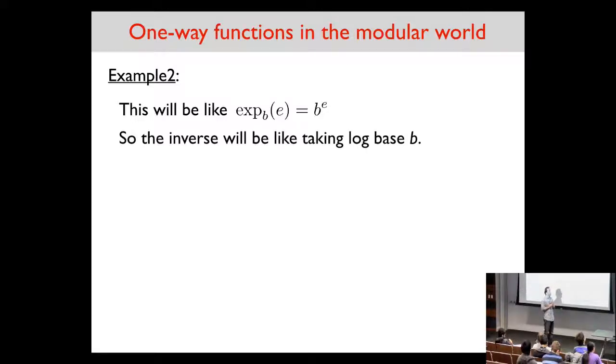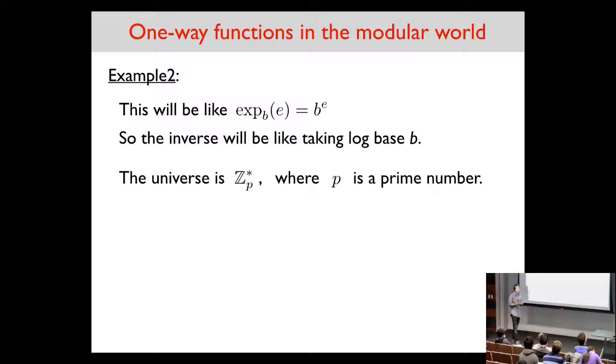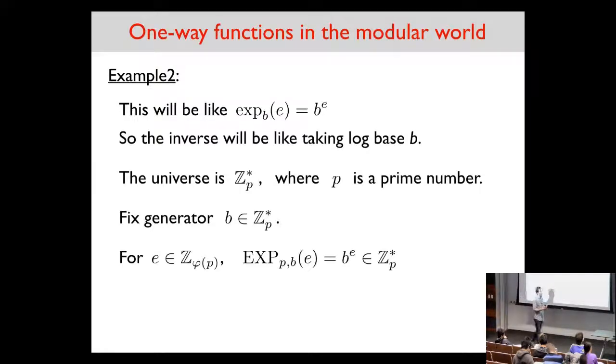Now the second example is going to correspond to this function, where you fix some base, something like 2 or 3, whatever, and you're exponentiating that base. And the inverse will be like taking the log base b. In the modular world, we're going to look at this corresponding function where the universe is zp star, where p is a prime number. And then we fix some generator b in zp star. This is going to be our fixed base.